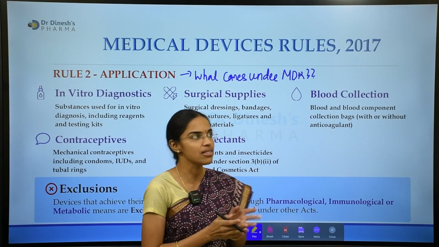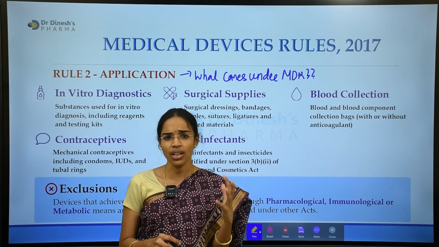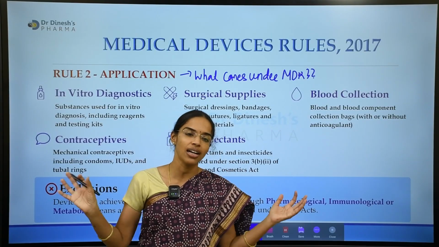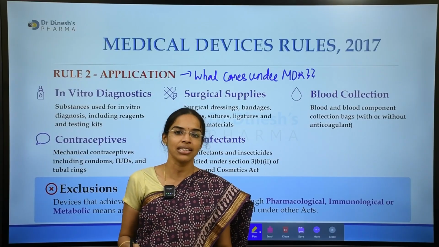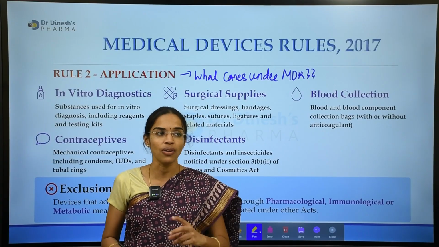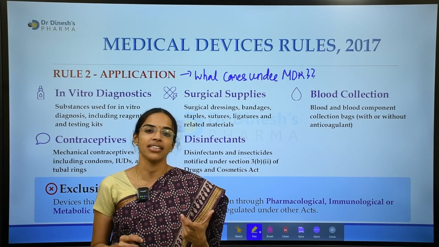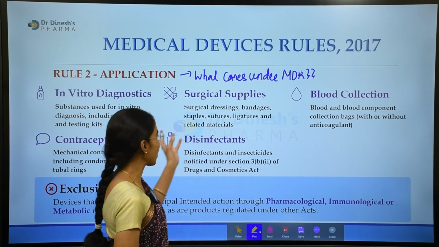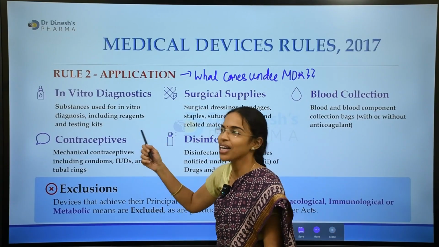Medical Devices Rules 2017. In the earlier rules, it was not that clear. Everything was segregated under the same Drugs and Cosmetics Act. But from 2017, there is a distinguishing factor. There are some differences in what all it covers under this application part.